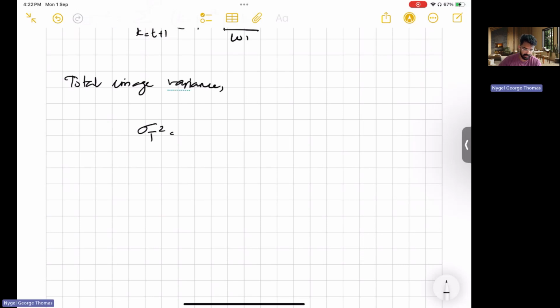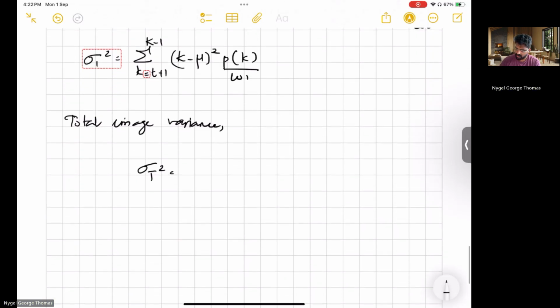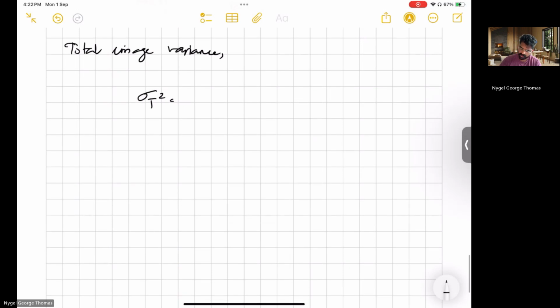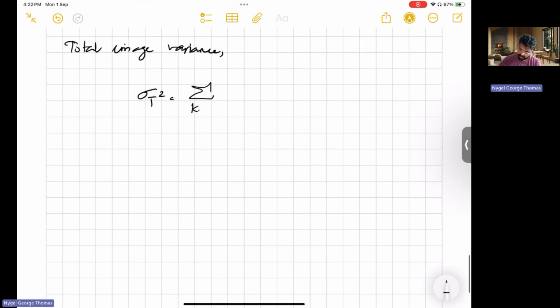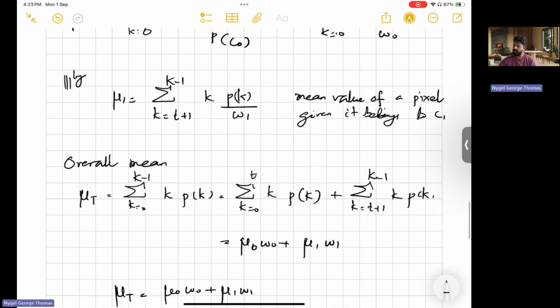T squared is the sum over k equal to 0 to k minus 1 of (k minus mu t) whole squared, P of k. Right, this is the total variance. Okay, we have these terms. We've already defined these terms.